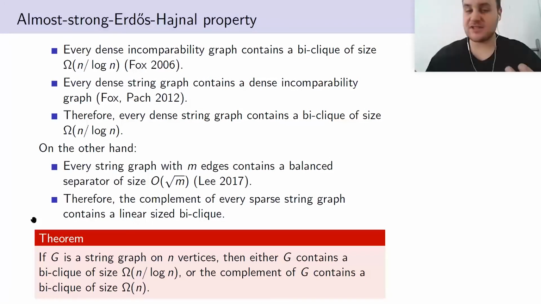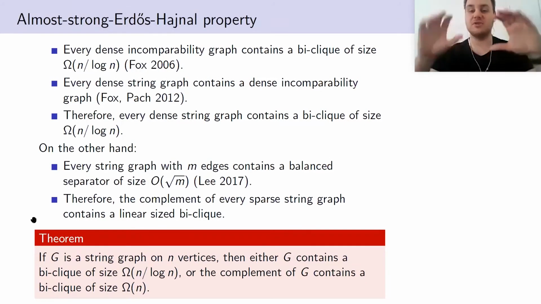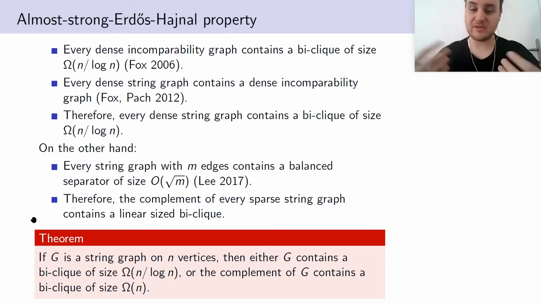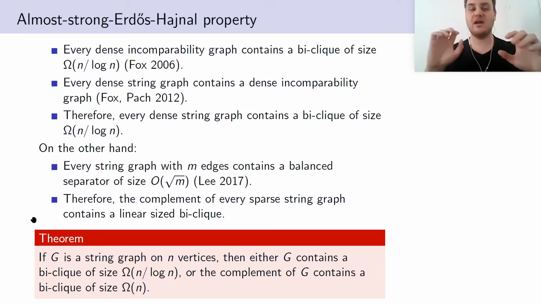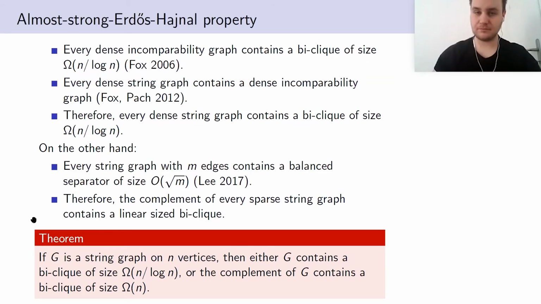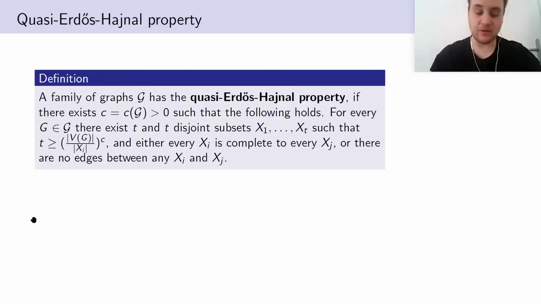In particular, a bi-clique is just two sets, where one is complete to the other. So maybe let's relax this by asking for more sets. Let's say that we want to find a bunch of sets such that any two are complete to each other. But in exchange, we can allow these sets to be smaller. So this motivates the following notion, which I call the Quasi-Erdős–Hajnal property.